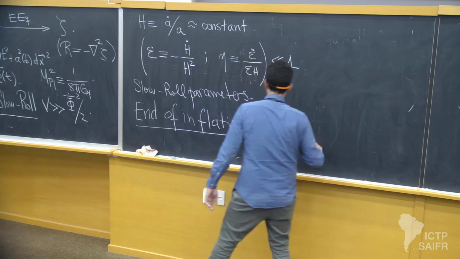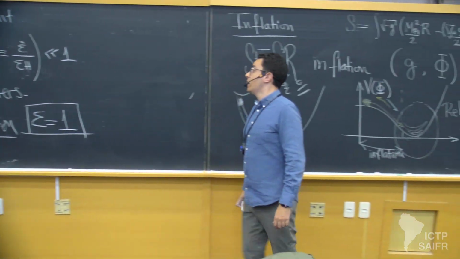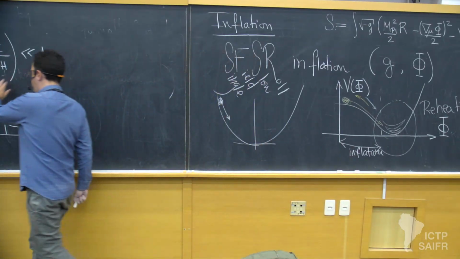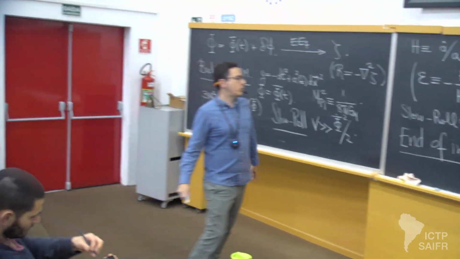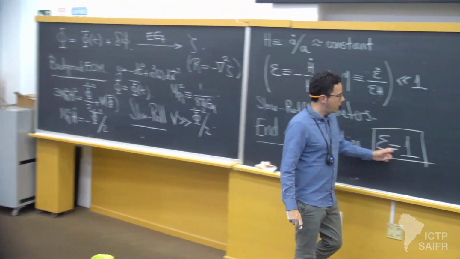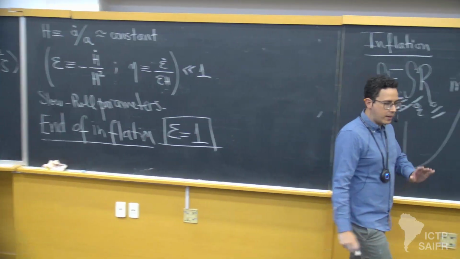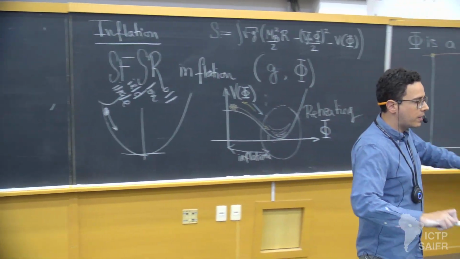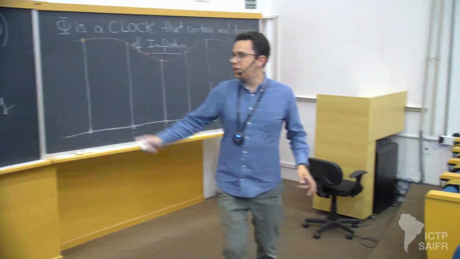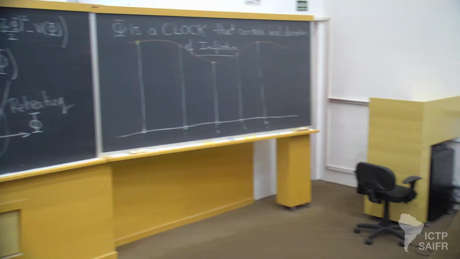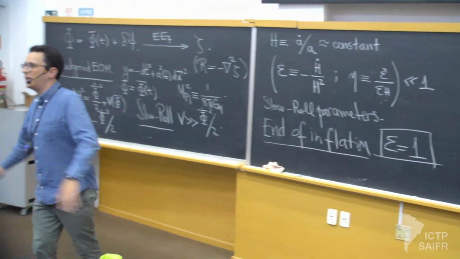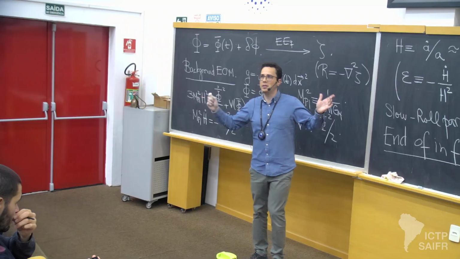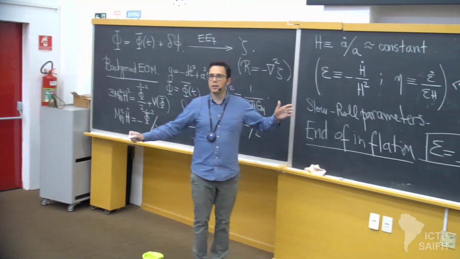So in de Sitter space, epsilon is 0. We want epsilon to be much smaller than 1. And if you really want to keep track of the whole history until the end of inflation, then you stop when epsilon equals 1. Then the de Sitter-like approximation becomes really, really bad. It just means that in one Hubble time, the Hubble parameter changes by order Hubble. So it doesn't make sense to set Hubble to be a constant. Right? So that's intuitively clear? Okay.